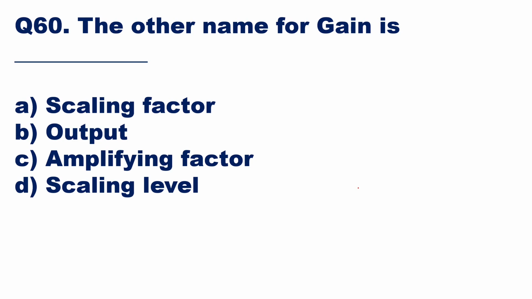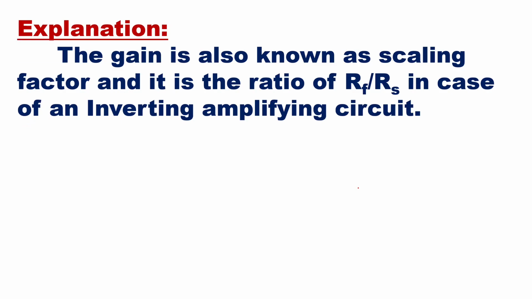You're scaling it, how many times you want the output more. So it is a scaling factor. So here, out of these four options, option A, that is a scaling factor, will be the right answer for gain. So the other name for gain is scaling factor. So here you can see the explanation. The gain is also known as scaling factor, and it is the ratio of feedback resistor upon the source resistor in case of an inverting amplifier. In non-inverting, you can see as 1 plus Rf upon Rs.